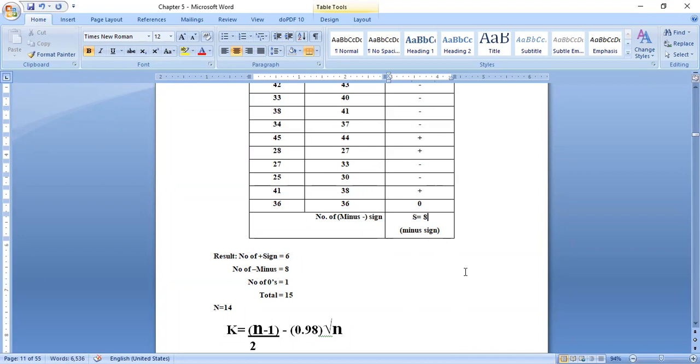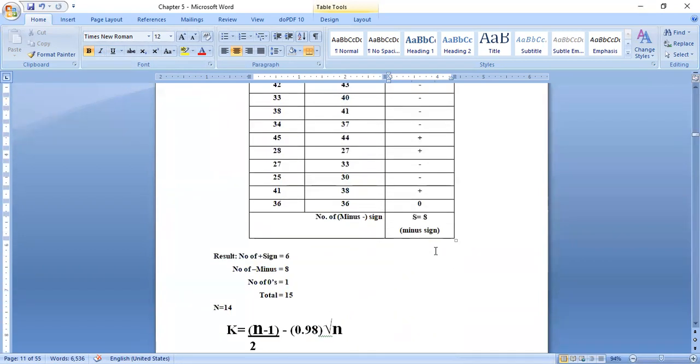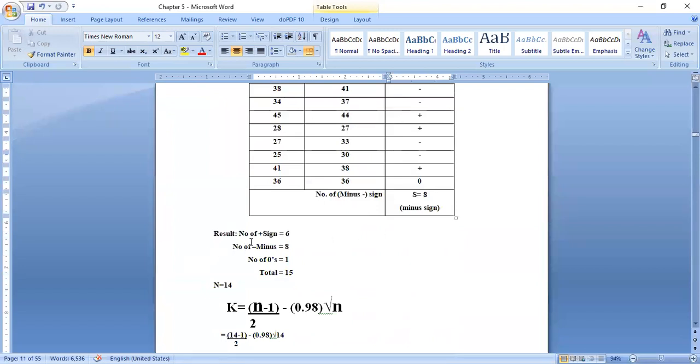Then we will see the result. How many plus signs are there here? 1, 2, 3, 4, 5, 6. So the number of plus signs is equal to 6, and the number of minus signs is equal to 8. So in a small sample, when n is less than 25, we have to consider only the minus sign. We have to focus on the minus sign. That minus sign is written as S is equal to 8.